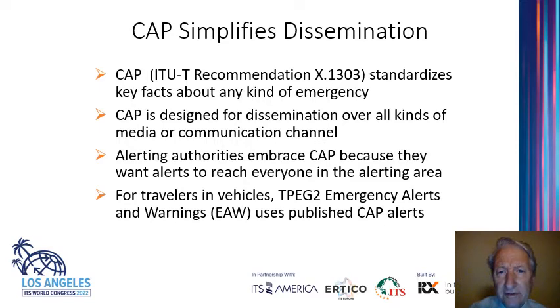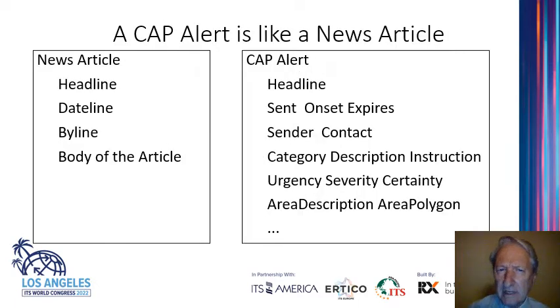Alerting authorities embrace CAP because they want alerts to reach everyone in the alerting area or travelers in vehicles. TPEG 2 Emergency Alerts and Warnings leverages published CAP alerts. A CAP alert is like a traditional news article, but the key facts are each given in separate elements, and many of those elements give actual data rather than just plain text. The data in CAP are coded values, essential for automated processing, routing, translation, and much more.